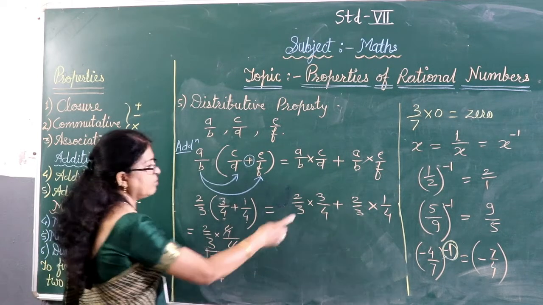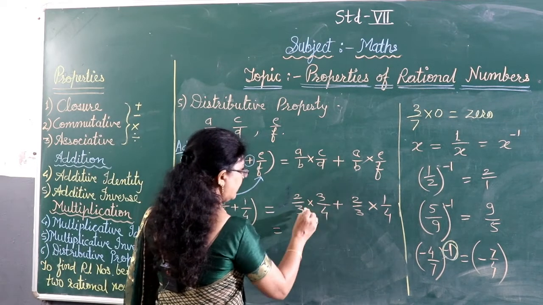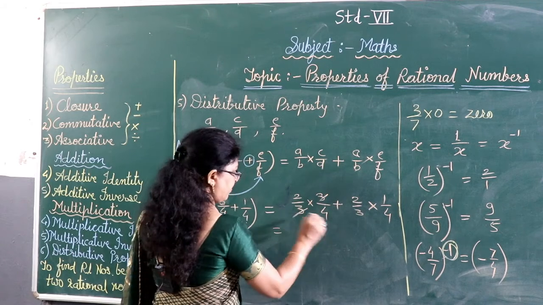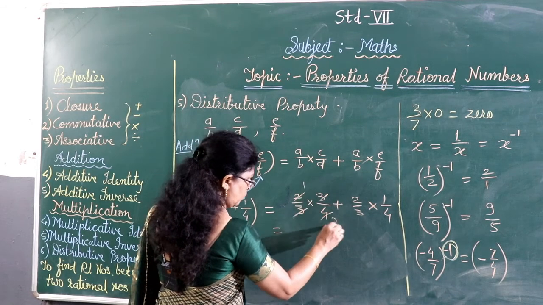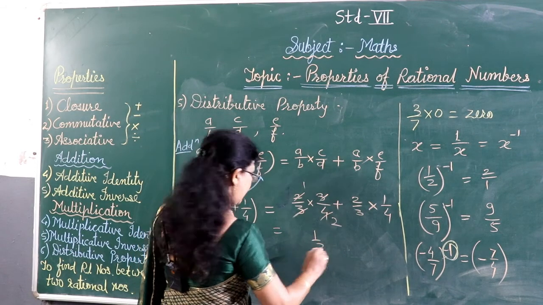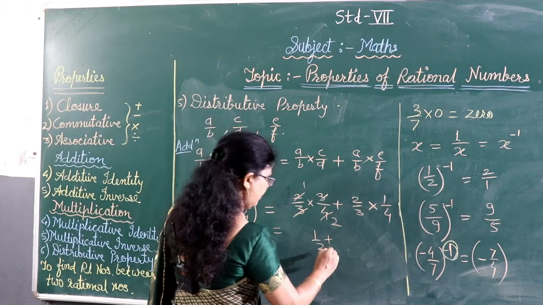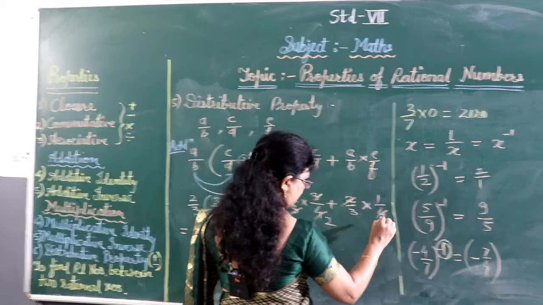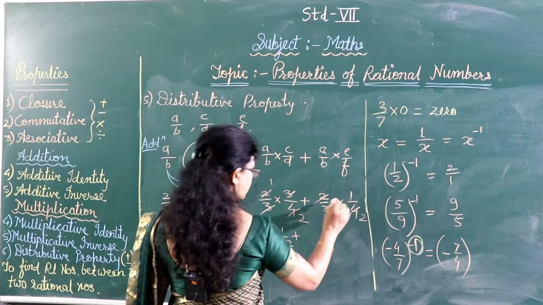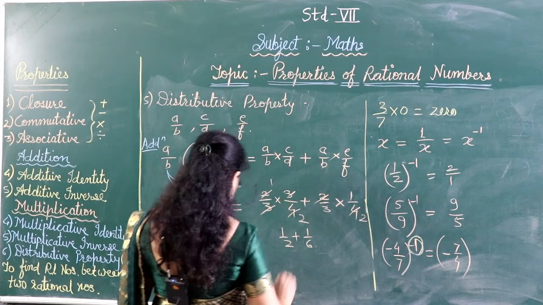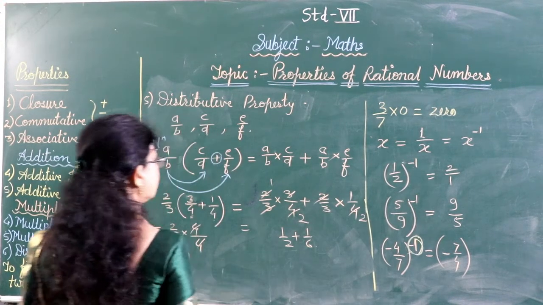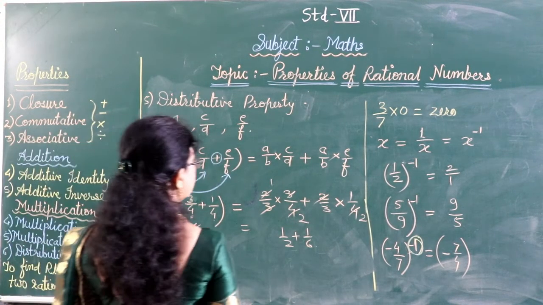Okay? Here. Now solve this. What will you get? Here 3 gets cancelled. First we will solve this. 2 ones are 2, 2 twos are 4. So here you will get 1 upon 2 plus... here 2 twos are 4. Right? So here you will get 1 upon 6. Right? Now what answer are you getting?